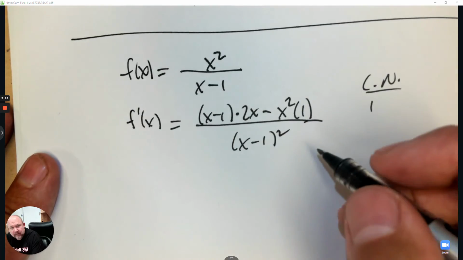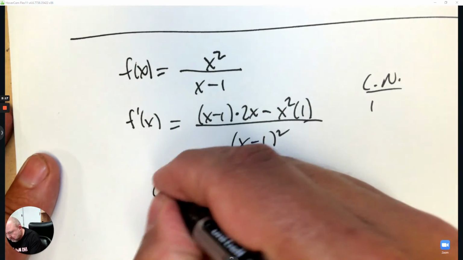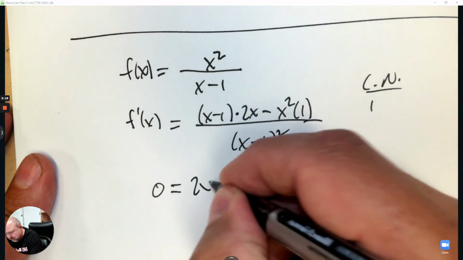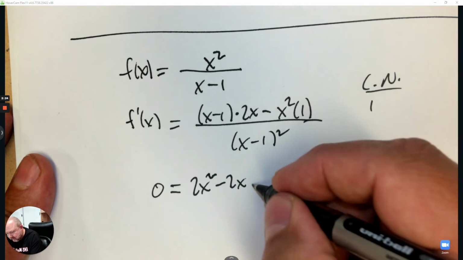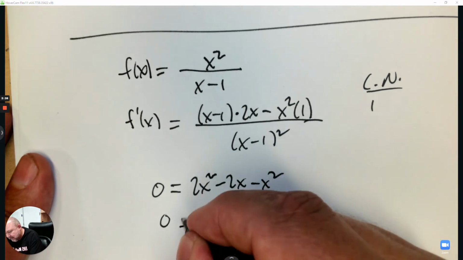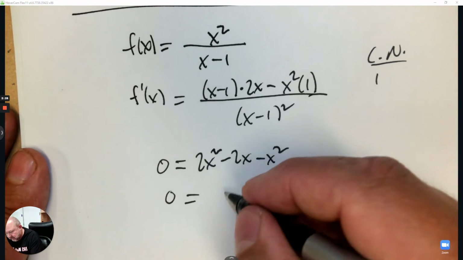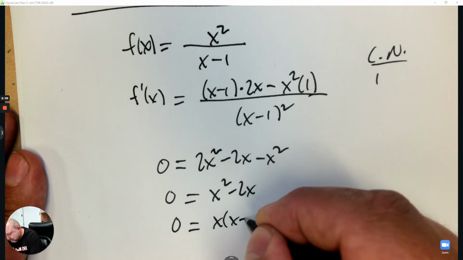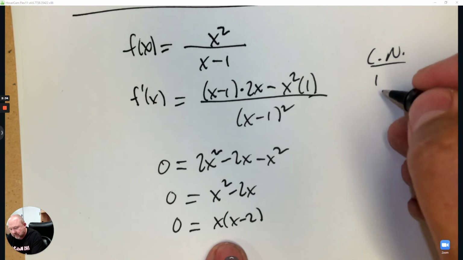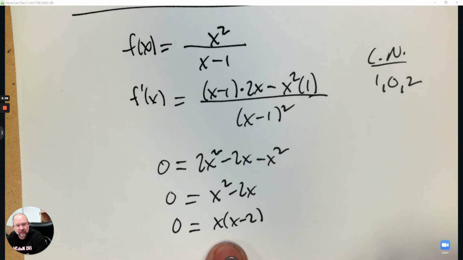Then I look at only the numerator. So I'm going to distribute. So 2x times x, 2x times -1, and then -x squared. And I want to solve that. So combine like terms, that's 1x squared minus 2x, and then factor it. And you can see the other critical numbers are 0 and 2.